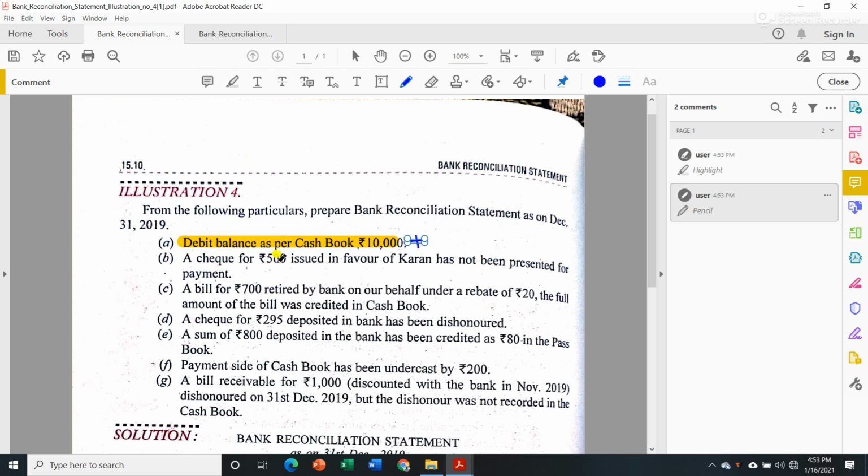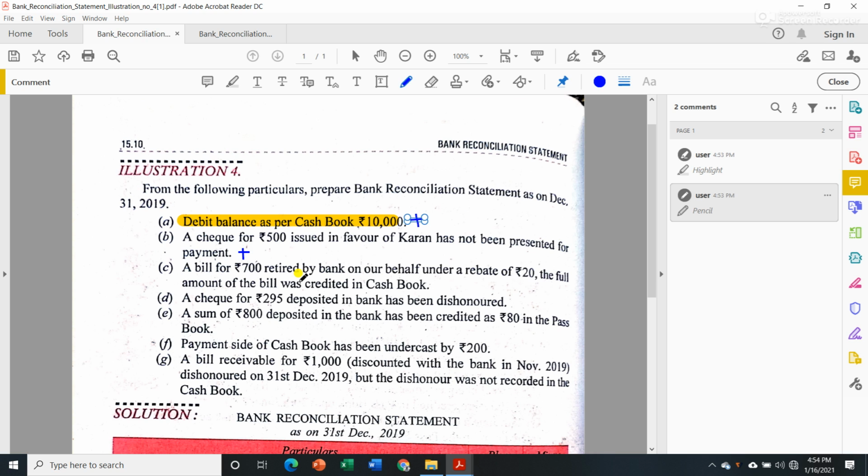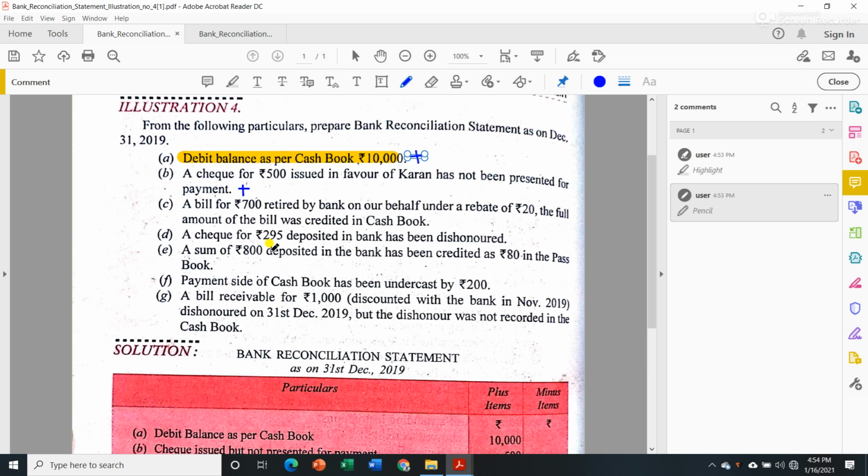Then a check for 500 issued in favor of Karan has not been presented for payment. Means we issued a check to Karan, that means in cash book it is already showing that we paid 500 to Karan, but in passbook it is not showing that. So in order to equate the balance of both the books, we have to add this 500, payment of 500, we have to cancel it from our cash book. Okay, and cancelling it means that we have to write in the plus item.